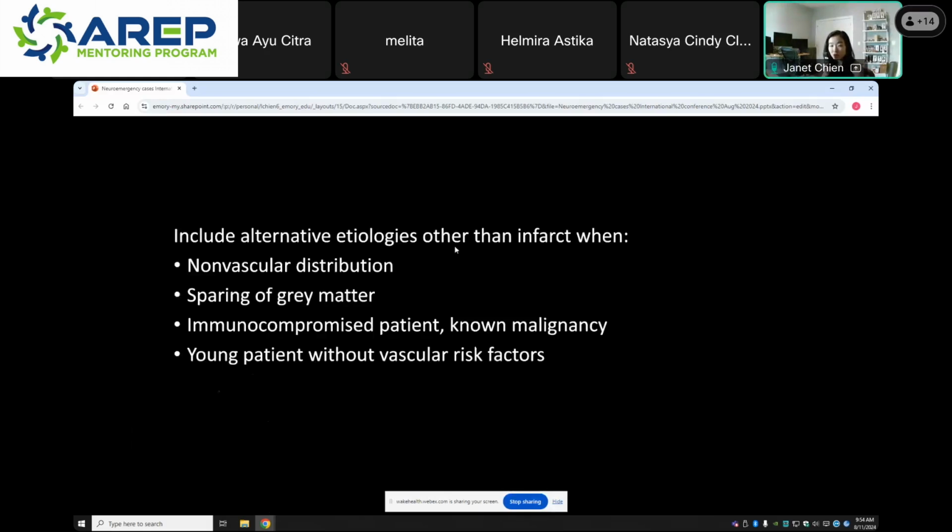So the teaching point here is you want to include other etiologies other than ischemia and infarct when there's a non-vascular distribution, when there's sparing of gray matter, and in our case, when there's an immunocompromised patient. I mean, the CD4 of 11, he's incredibly immunocompromised. And also a patient with known history of malignancy, as well as young patients without vascular risk factors. So great job. Any questions about this one?